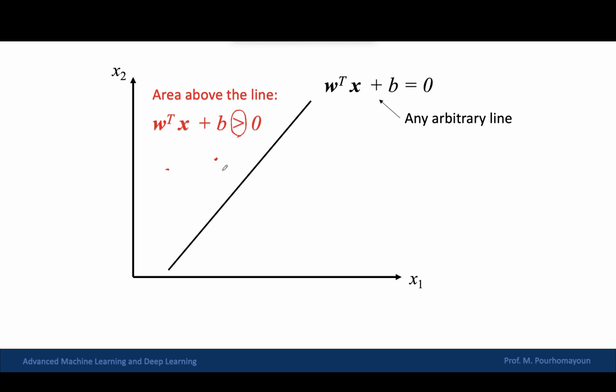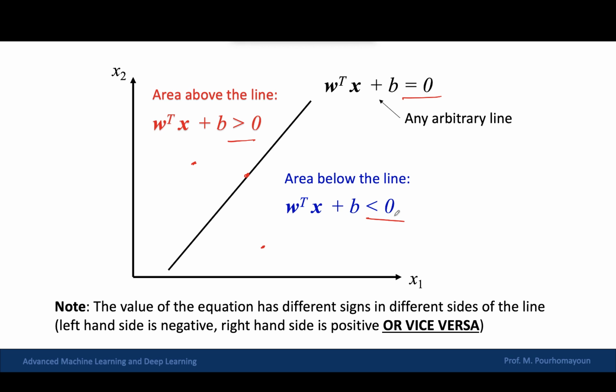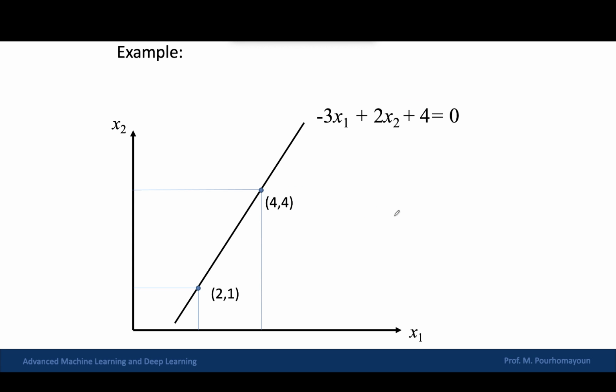On the other hand, anything on this side of the line, if we put these samples in the line, the value of this will be negative. Okay, this is important. Any point on the line, by point I mean data sample, in our feature space, anything on the line makes it 0. Anything on this side of the line makes it positive. Anything on this side of the line makes it negative, or vice versa.